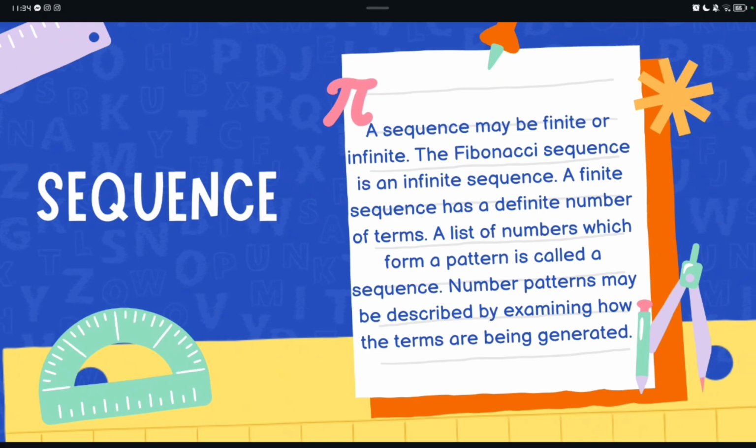First, a sequence may be finite or infinite. The Fibonacci sequence is an infinite sequence. A finite sequence has a definite number of terms. A list of numbers which form a pattern is called a sequence. Number patterns may be described by examining how the terms are being generated.